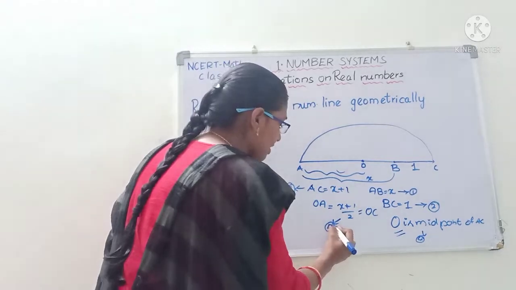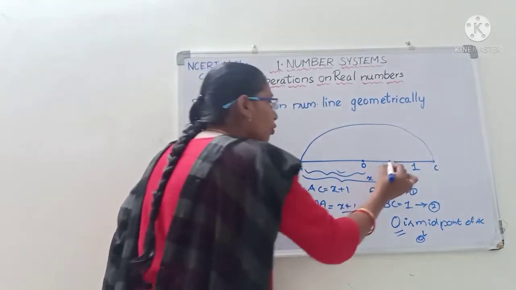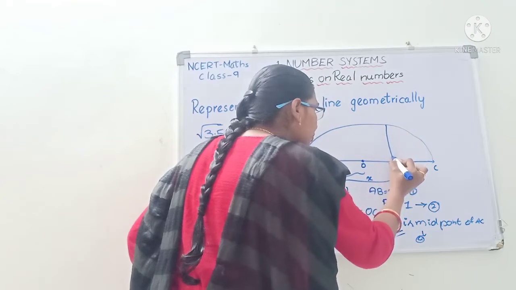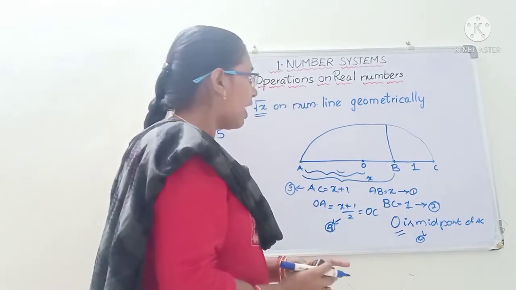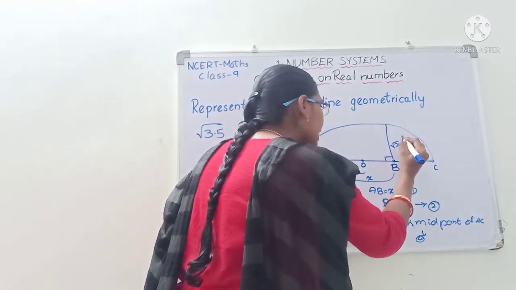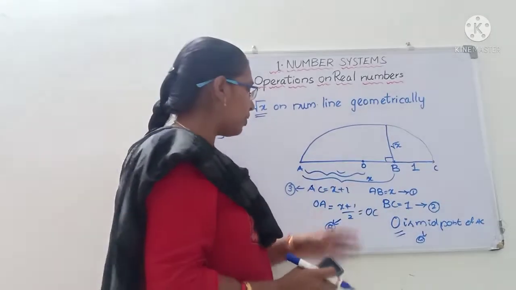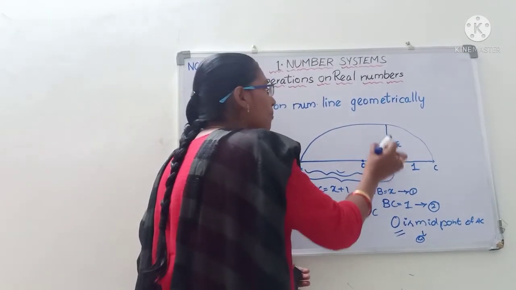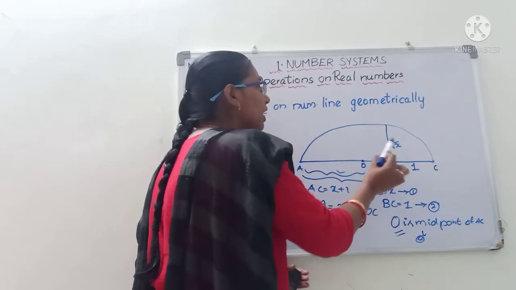This is fifth step. Now at B, draw a perpendicular to this semicircle. At B, draw a perpendicular. This will be root x. So simple, in 5 steps, you will get root x, children. Now if you draw a perpendicular at B, you get root x.